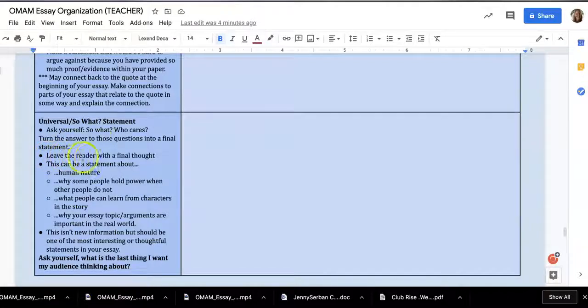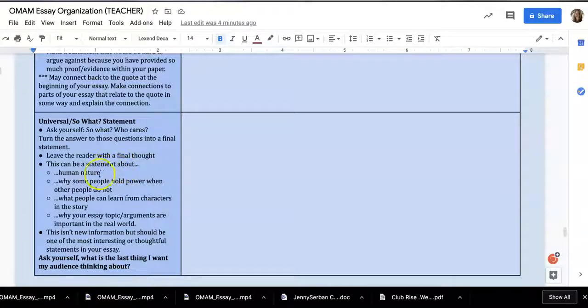Basically, you're leaving the reader with a final thought, and that can be very, very powerful. I want you to think about what is it that you want them lingering, like the lingering ringing in your ear. Like if you ring a bell and you hear that ringing bell for a little while, it kind of keeps going in your mind. That's the final thought that I want you to have in your essay, something powerful.